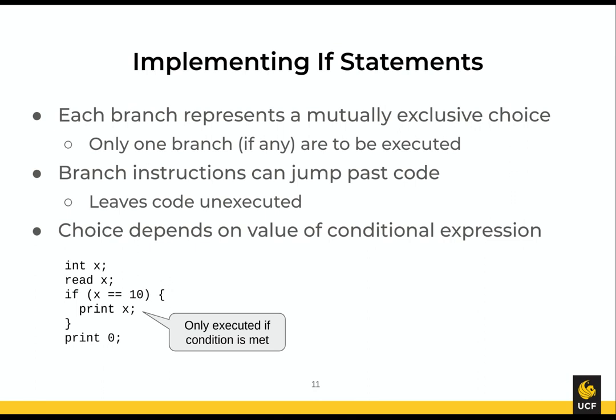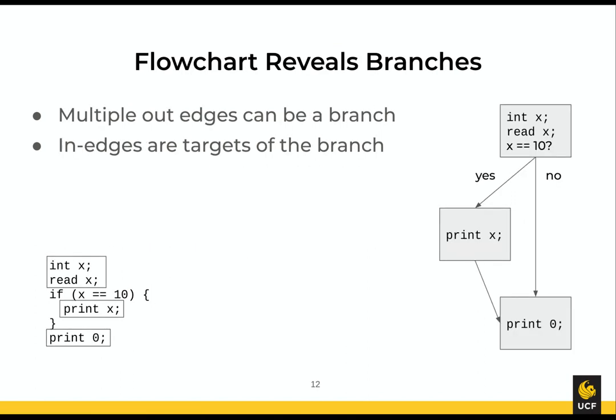And so if we think about how we actually implement this in machine code, we can use branch instructions to do this, because branch instructions are able to jump past code and just leave certain code unexecuted. And the choice of how we branch depends on the result of this conditional expression. So we've already seen how we can compute these conditional expressions using LLVM, or generate code that will compute it.